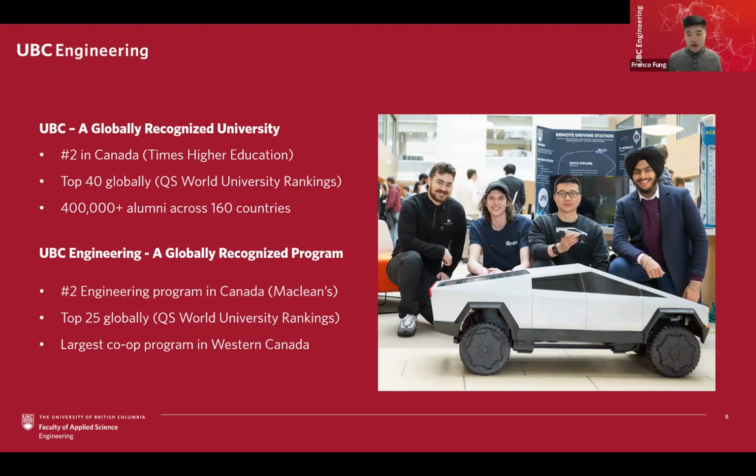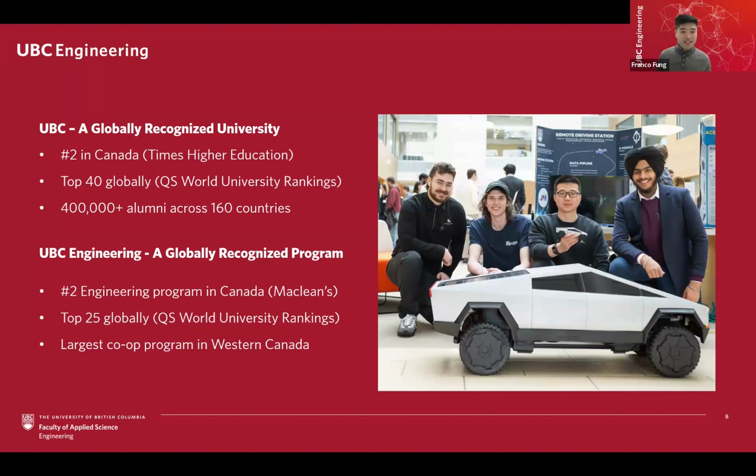Many world university rankings, such as the Times Higher Education, rank UBC as #2 in Canada. QS World University Rankings, another well-known ranking for universities around the world, ranks UBC among the top 40 globally. And if you do choose to join us at UBC and you graduate from UBC, you're going to join an alumni network of 400,000 alumni spread across 160 different countries around the world.